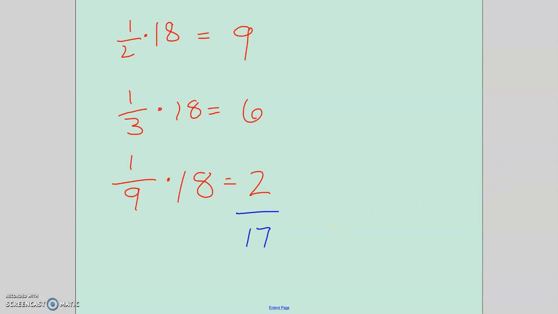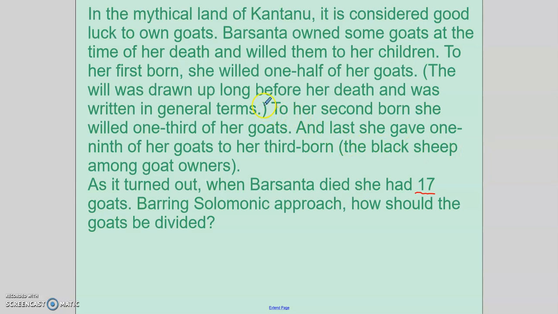And basically, why this is happening is because of some original assumption that actually turns out to not be true. If you look at these numbers here, 1/2 and 1/3 and 1/9, if you add them up, you actually don't get 1. So her original will didn't distribute all of the goats. It left out some of the goats because half of the goats plus 1/3 of the goats plus 1/9 will not equal all of the goats.